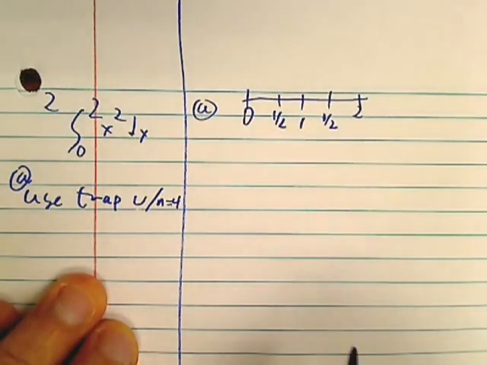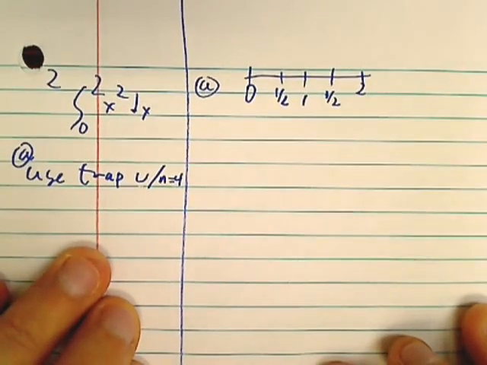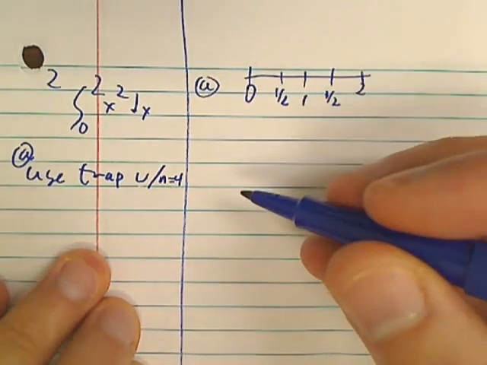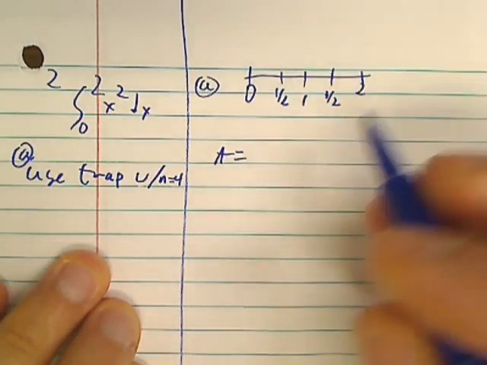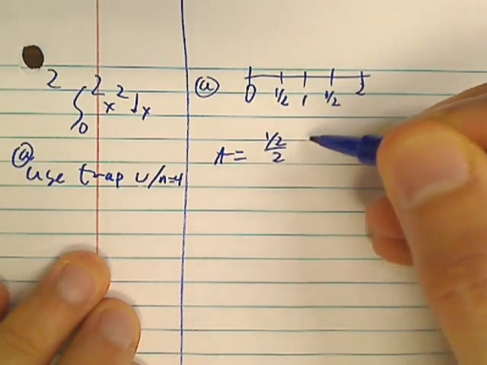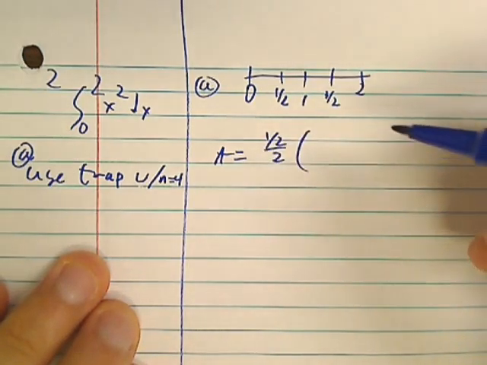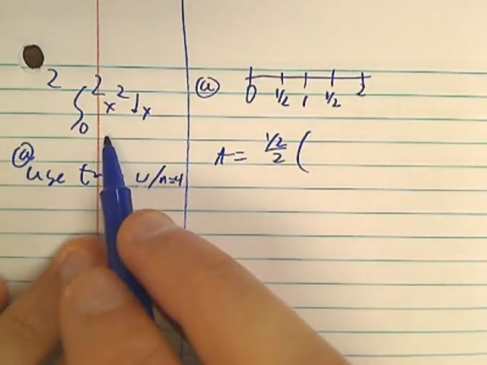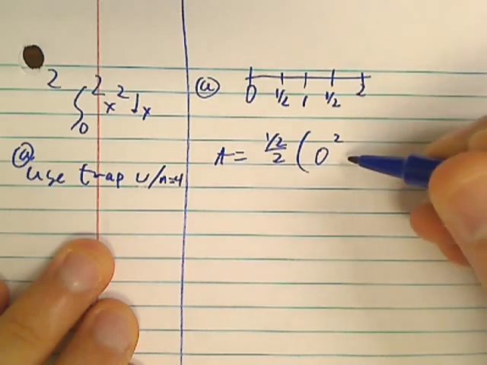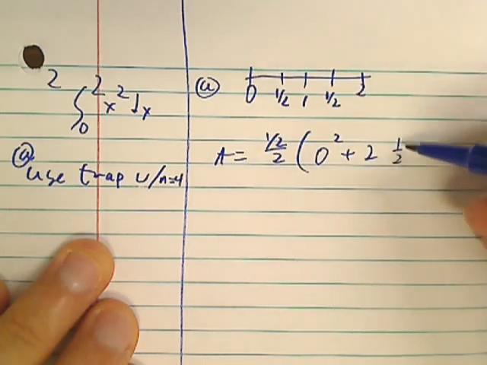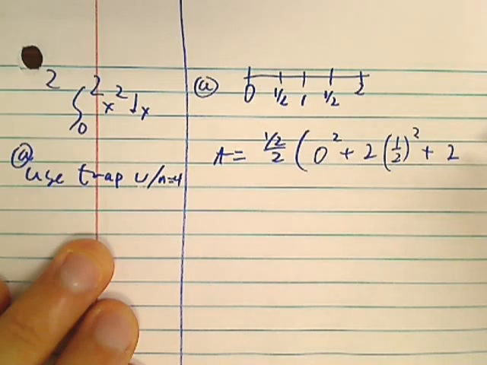Okay, so use the trapezoidal rule with n equals 4. So what is the trapezoidal rule? That is area equals change in x, 1 half, over 2 times y once. We'll plug in 0 for x squared. Actually, I can just write that for now. 0 squared plus 2 times 1 half squared plus 2 times 1 squared plus 2 times 3 halves squared plus 2 squared.